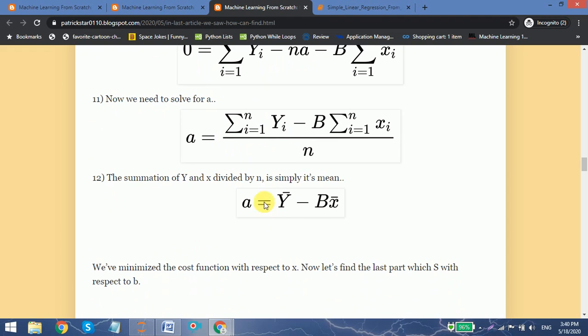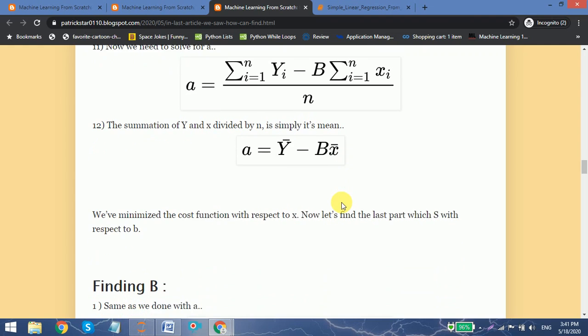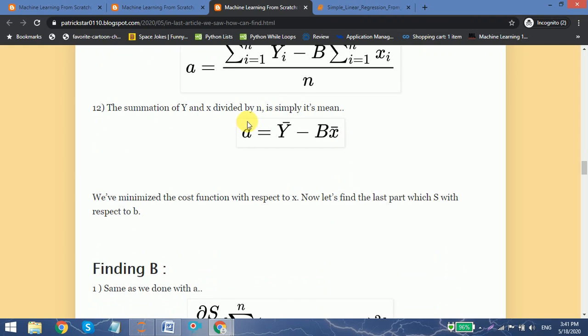Now, the sum of all the values in y divided by n, meaning the sum divided by the total number of values, gives the mean of the data. So we can write this as y bar, and this as x bar, because the sum of xi divided by n will be the mean of the data of x. All right, so this is our equation for a.